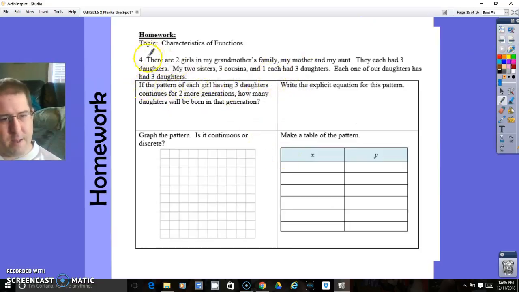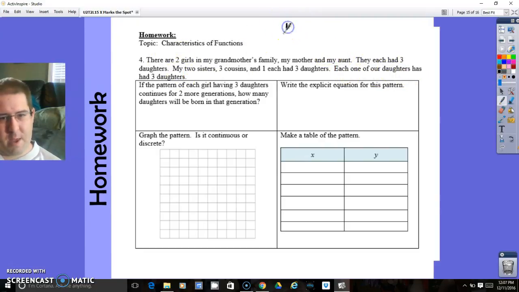If the pattern, here we go. There are 2 girls in my grandmother's family, my mother and my aunt. They each had 3 daughters. My 2 sisters, 3 cousins, and I each had 3 daughters. So this is very confusing, but basically what they're telling you is that each mother is having 3 more daughters. Each one of the daughters is having 3 daughters.